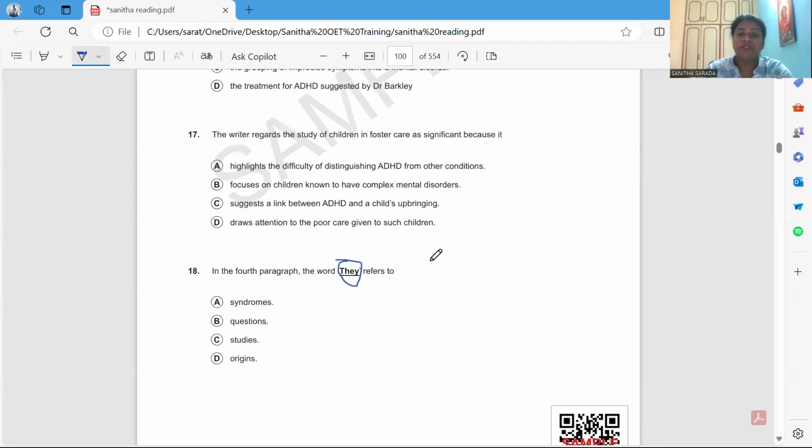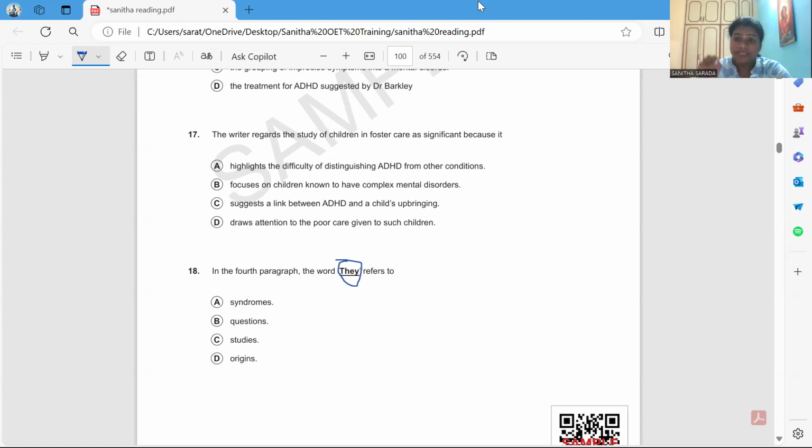The first question: in the fourth paragraph, the word "they" refers to... You will get words like they, it, those. You will get some questions like that. So what does the word "they" refer to? What is "they"? "They" is a pronoun. What are the pronouns? I, we, she, he, they. These are the pronouns. Pronouns replace the noun.